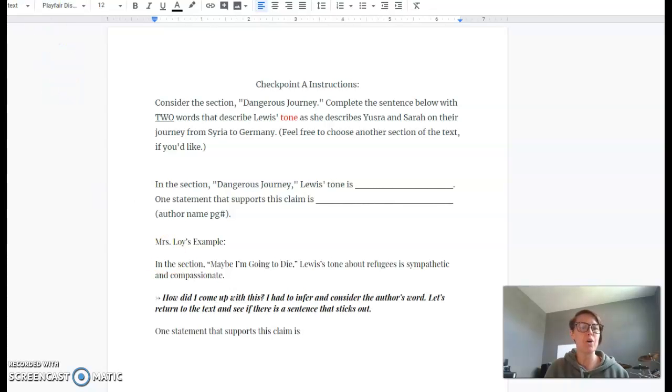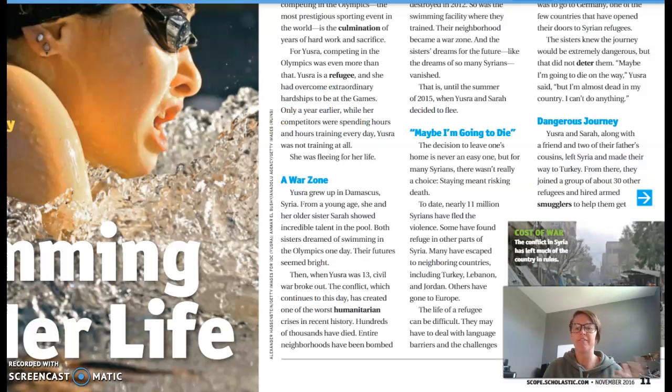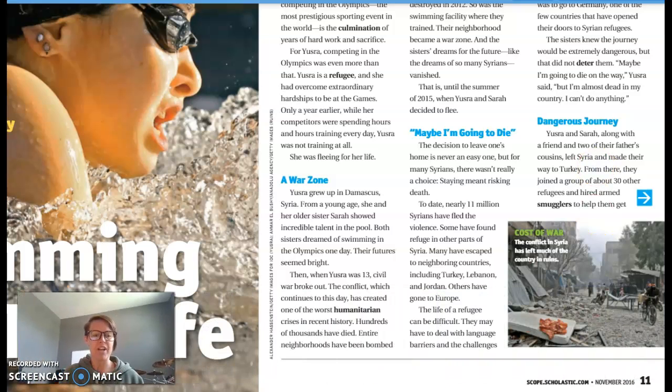So I'm going to pop over to the Scope version of the text, and I'm going to move myself over here out of the way. And I've gone ahead and zoomed in a little bit on the "Maybe I'm going to die" section. Now, I already have a piece of evidence that I think I want to use, but I'm going to go ahead and reread this section to make sure that my example really points out the sympathetic and compassionate words that I laid out in my initial statement.